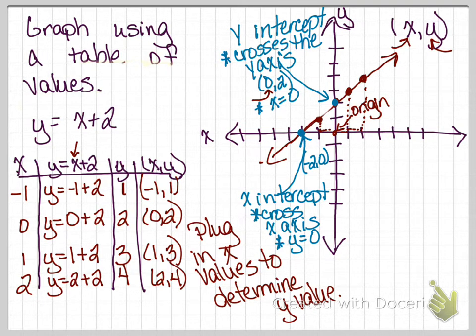So my y-intercept is when I cross the y-axis, and my x value is 0. My x-intercept is when I cross the x-axis, and my y value is 0. So we are going to use this information to graph my line. We're going to use these definitions to graph a different line. Can I go off the screen?